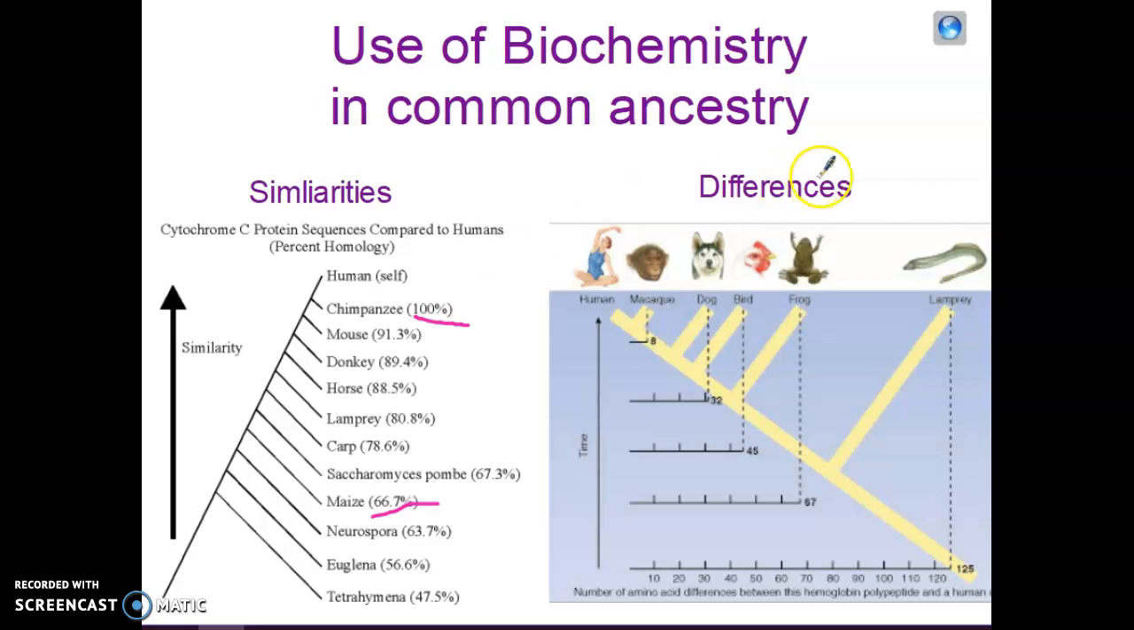Okay, and then sometimes they use differences. So obviously here the smaller number is better. So between us and a monkey called a macaque, we have 8% differences only. So that means we're 92% the same for this particular hemoglobin is what they're looking at here. We're 32% different than a dog, 45% different than a bird. Okay. And then the lamprey, which is the ancestor to all of us, actually, we have over 120 differences, or 125 differences. Okay, so those are the way those work.